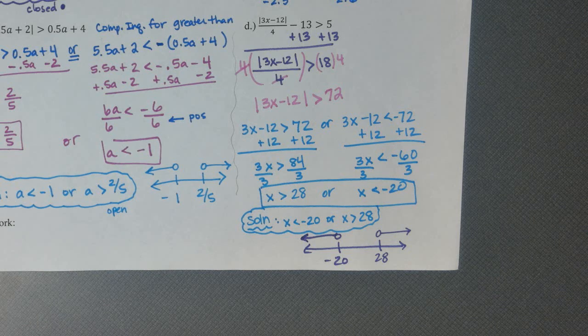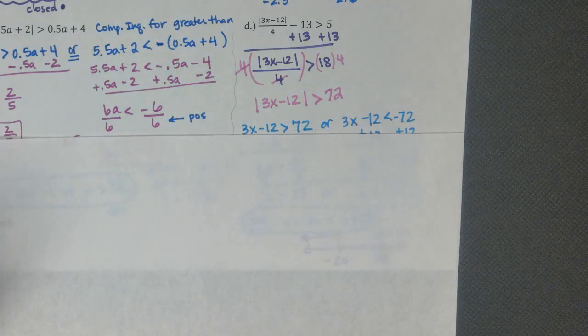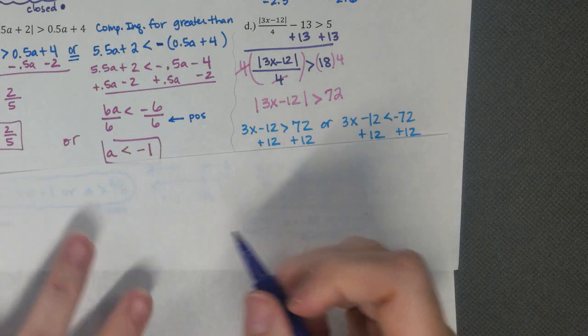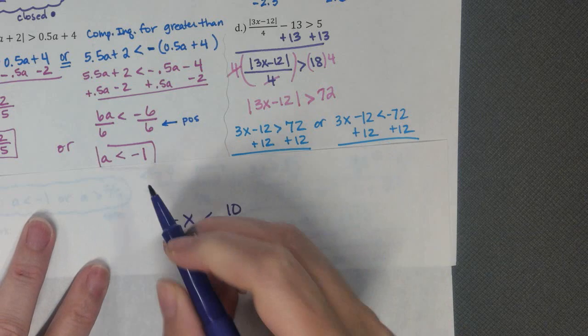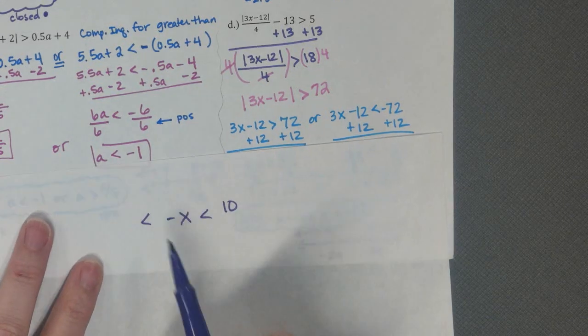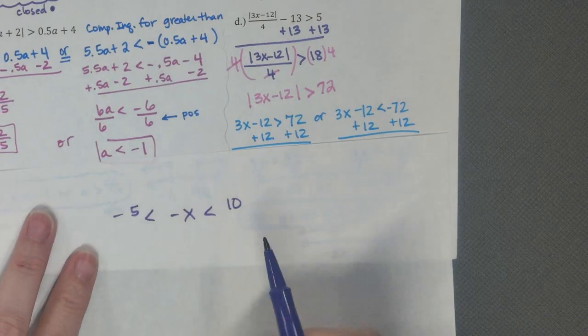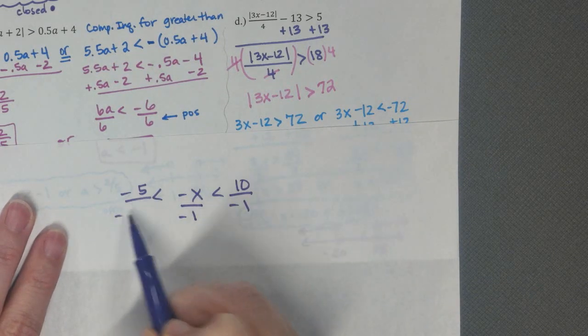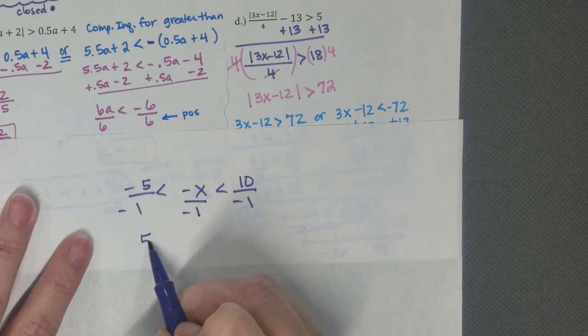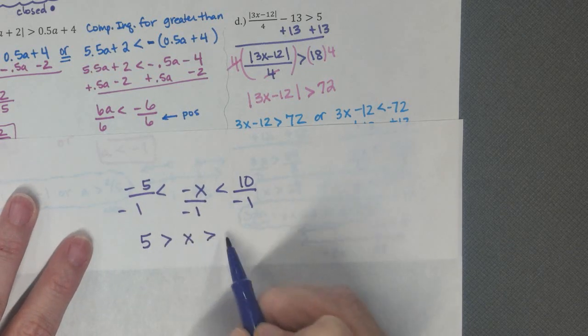Okay, now I do just want to give you a little extra note, because sometimes this happens when you're solving inequalities, and I don't want you to panic. Let's say you just have negative x is less than 10 and greater than negative 5. So when you divide by a negative, what happens? The sign flips. So this becomes 5, and then you flip, and then you flip.